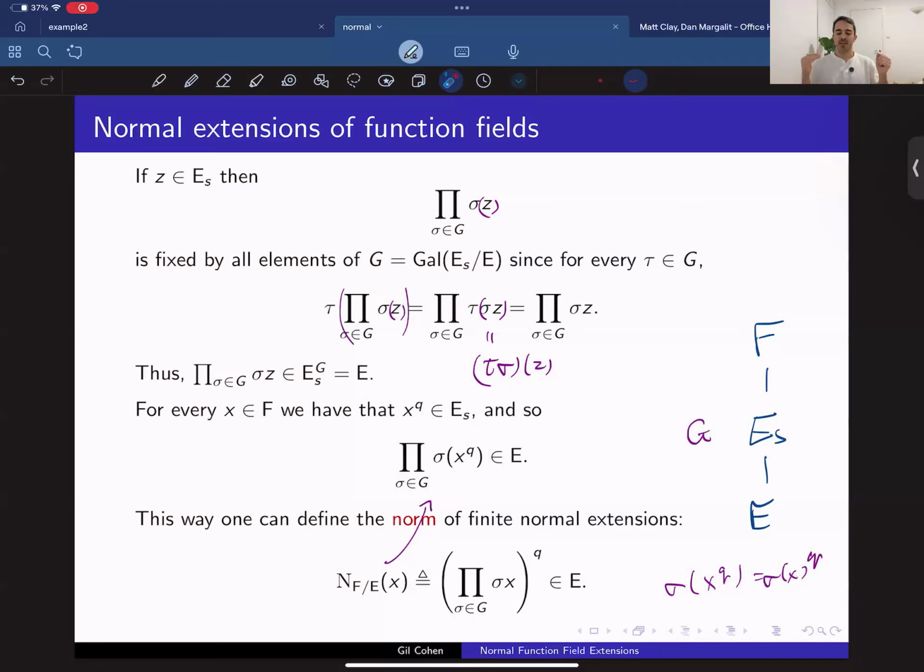But as I said, there is a unique way of extending sigma in G, in the Galois group of ES over E, to sigma in the automorphism group of F over E. And so there is only one way of understanding this, and so it is okay to write sigma of something in F, with the understanding that I mean the unique extension of the sigma that's defined on ES. Okay, so with that, I can just say that the norm is defined like that, and that's a map from F to E.